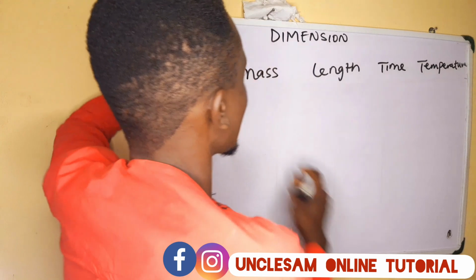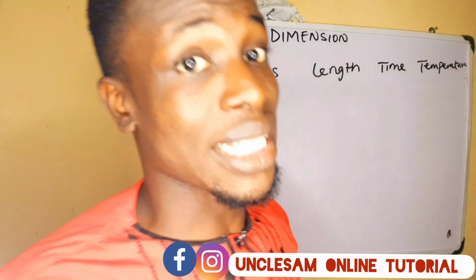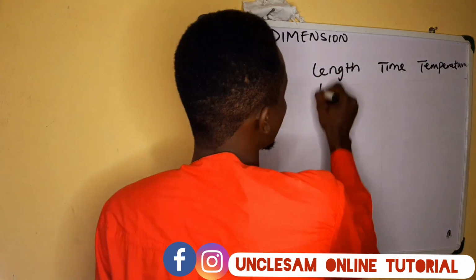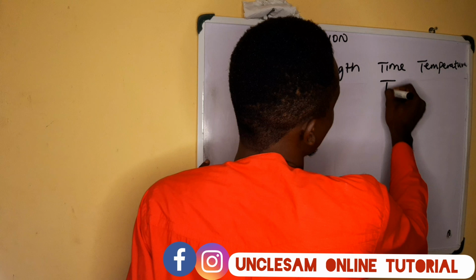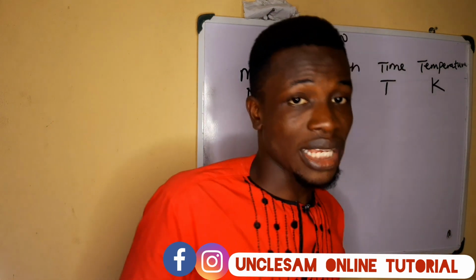I thought it's the first letter. So for mass, we're going to be using just M to denote anything that has mass in it. Any quantity that has mass in it, we are using M. For length, we are using L. Time, we are using T. And temperature, we are using Kelvin. Yes, we are using Kelvin for temperature.